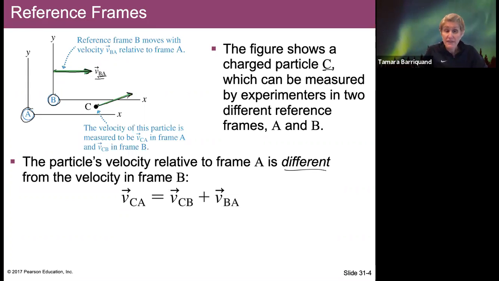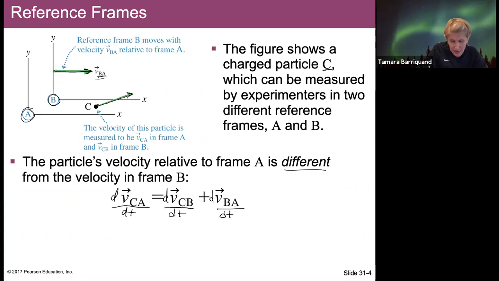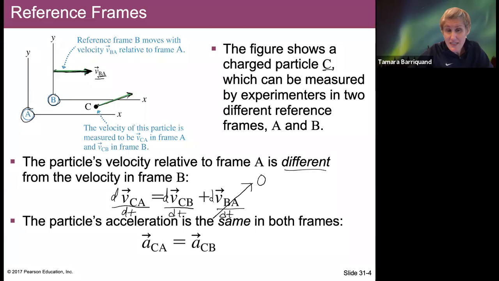But what we can do is look at this equation and take the time derivative of it. So if I take the time derivative, dV_CA/dt is going to be equal to dV_CB/dt plus dV_BA/dt. Now, we look at the graph here and we see that V_BA is constant. That means it's not accelerating. There's no change in that velocity. V_BA is a constant, so the derivative of a constant is zero. So this term is zero. So what we see is the derivative of V_CA with respect to t, we know that's the acceleration, a_CA, and that's going to be equal to dV_CB/dt, the acceleration a_CB. So the particle's acceleration is the same in both frames. We see that a_CA equals a_CB.